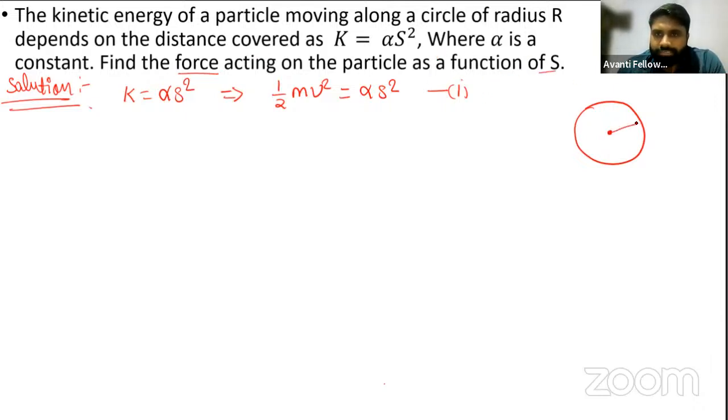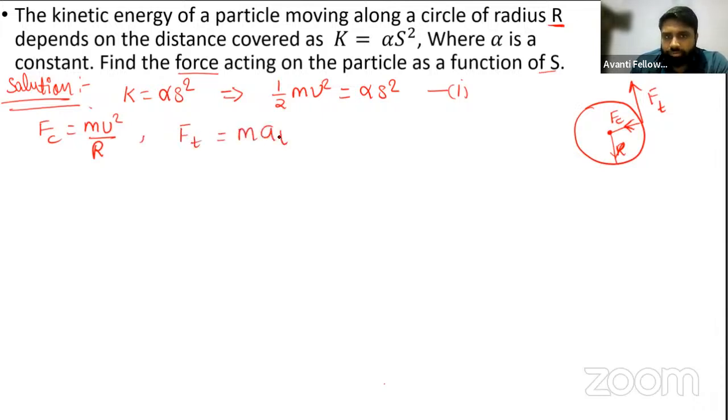We know that in circular motion, there are two forces acting, which are Fc, the centripetal force, and Ft, the tangential force. We know that Fc is equal to m v square upon r, because here capital R is given as the radius of this circle. So Fc will become m v square by capital R. What about Ft? Ft is equal to mass into tangential acceleration. We also know that. This is equation number 2.